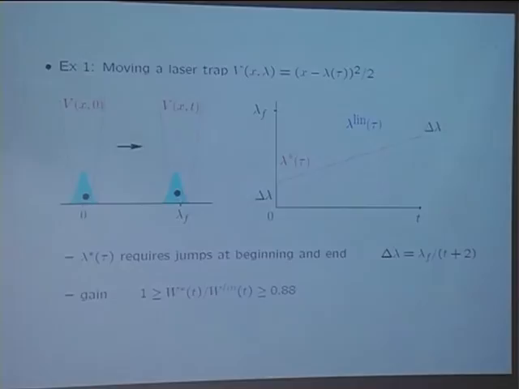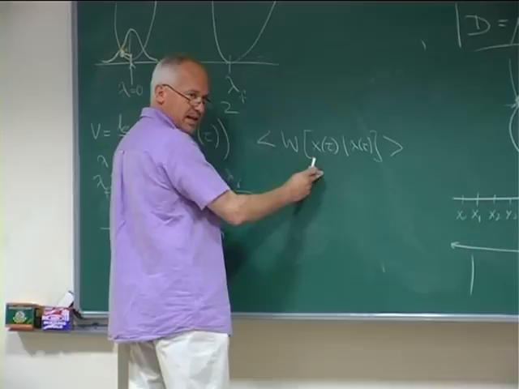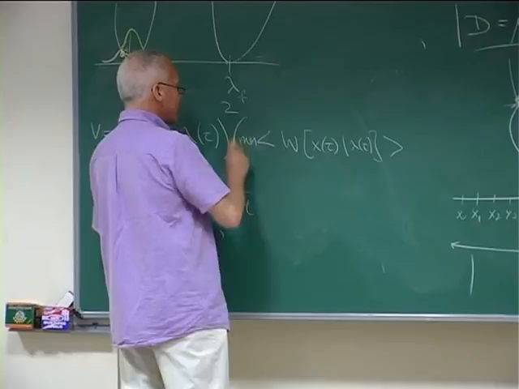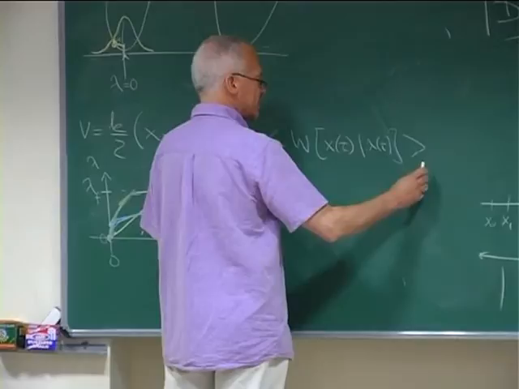Ah, the work. So I told you we have a work which depends on the trajectory, and of course it depends on the protocol. So let me now average this for fixed protocol over many realizations. Makes no sense to minimize the single trajectory value. Very good question. Yes, of course, I want to minimize this. And the minimum is over all possible lambda protocols.